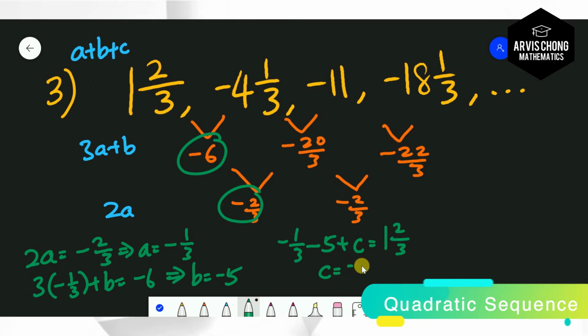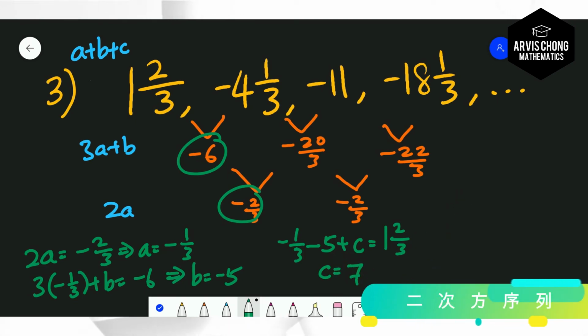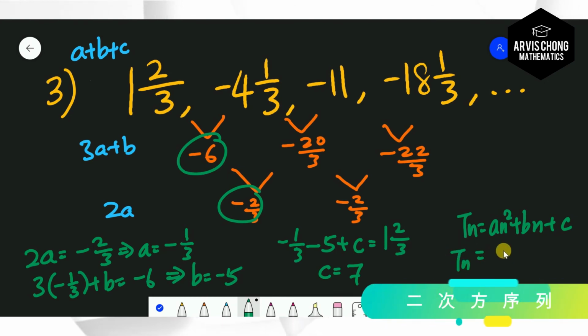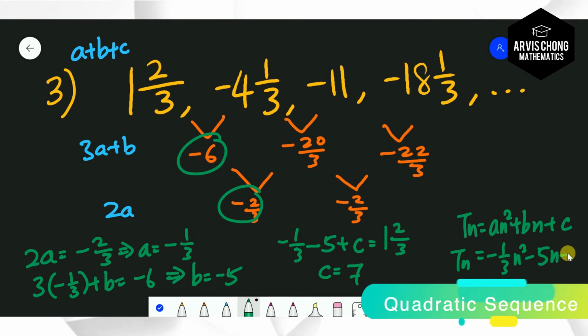Okay, so our final answer for Tn will be an squared plus bn plus c, right? And then our A is negative 1 over 3. Okay, then B is minus 5. Then C is 7. Okay, so here's the solution for Tn.